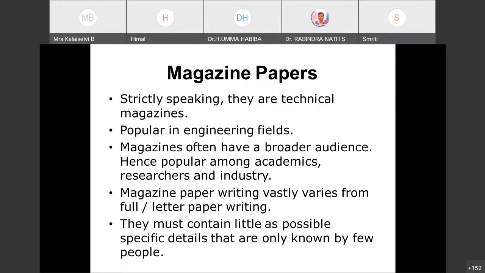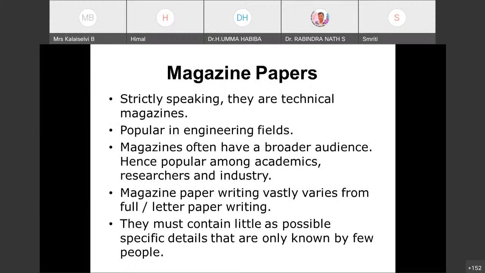Now, if you take IEEE, all sorts of societies have a particular kind of magazine. If you take my field, telecommunications, we have the IEEE Communications Magazine, IEEE Wireless Communications Magazine, and IEEE Internet of Things Magazine, and so on. So there are a lot of magazines, and they are pretty popular among the readership.